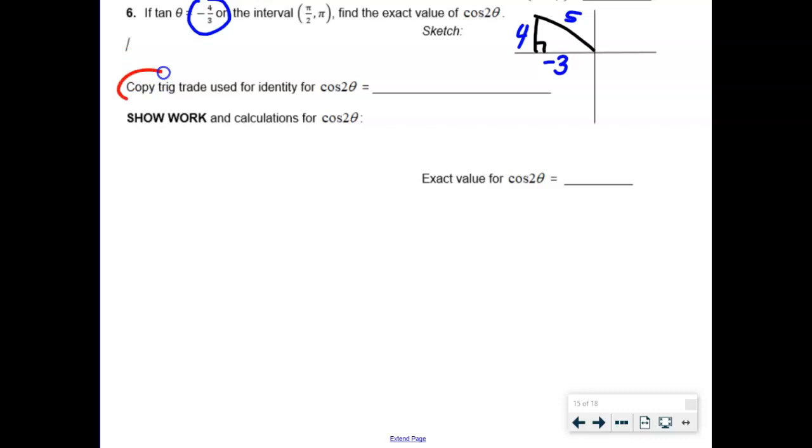Okay, I want you to copy the trig identity for cosine of 2 pi. You got choices, child. You can use any of them that you want. There's 3 of them. Who's your favorite? First. I like the first one too.